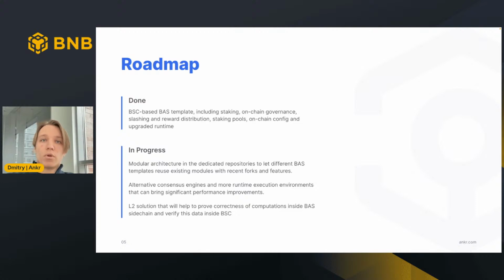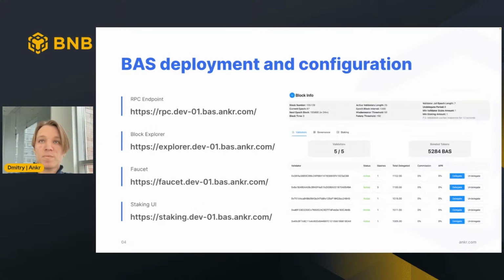Right now, we have a modular architecture in progress. It will be in separate repositories, and it will let any BAS-based template reuse the existing set of modules with all recent changes, forks, and the most recent features. Also, we're working on alternative consensus engines with fast finality that will simplify the bridging process and make it much faster. And of course, we are going to provide a layer 2 solution that will prove the correctness of computations inside the BAS sidechain and synchronize and verify all this data inside the BNB Smart Chain.